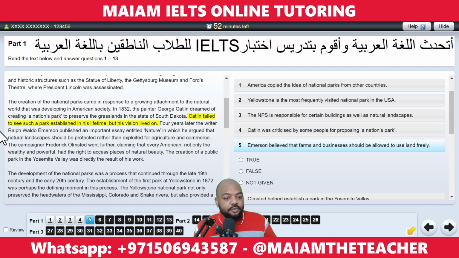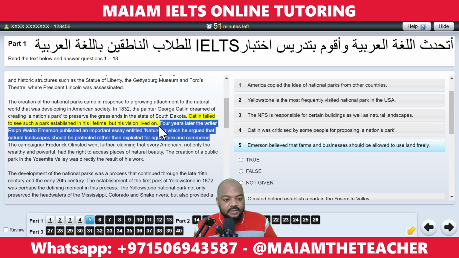Four years later, the writer Ralph Waldo Emerson published an important essay entitled Nature, in which he argued that natural landscapes should be protected rather than exploited for agriculture and commerce. So, come back to the question. He believed that farms and businesses should be allowed to. Okay, so in which he argued natural landscapes should be protected rather than exploited. That's basically where our answer is going to be. He believed that farms and businesses should be allowed to use land freely.